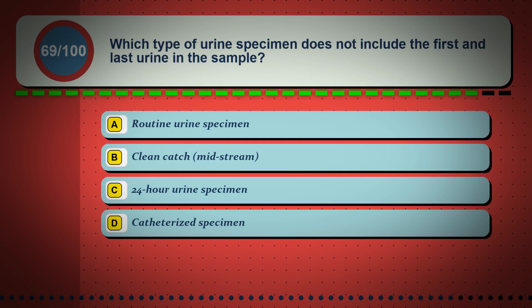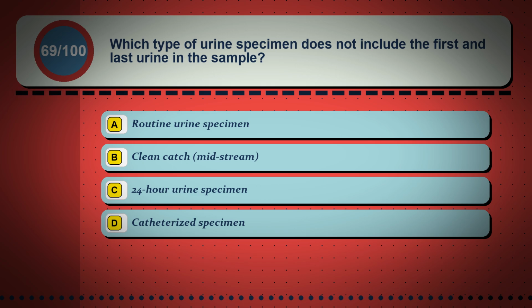Question 69. Which type of urine specimen does not include the first and last urine in the sample? Option A, a routine urine specimen. Option B, clean catch, midstream. Option C, a 24-hour urine specimen. Option D, catheterized specimen.